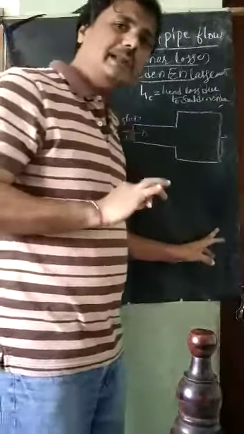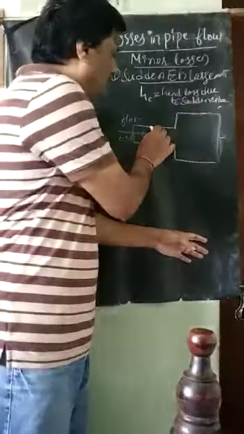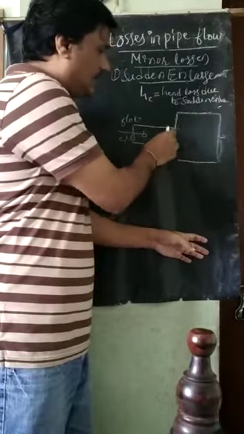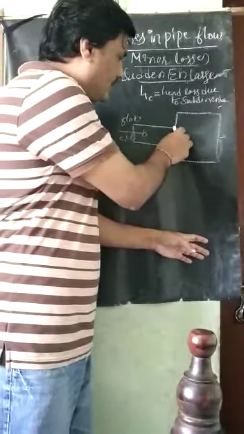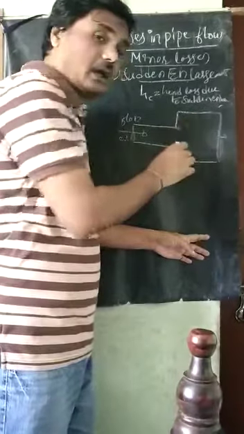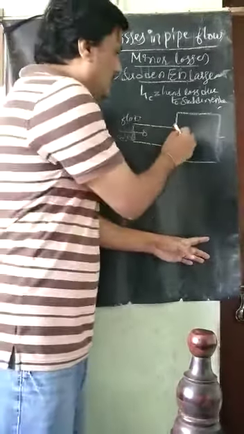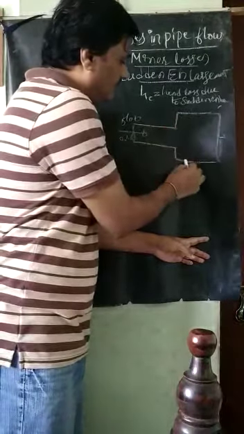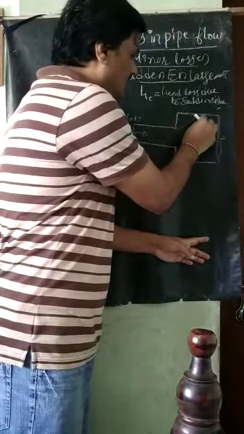Where will the loss take place? The loss will take place when the fluid is coming from the smaller pipe. The fluid layers are attached to the surface of the smaller pipe. When they suddenly move into the larger diameter pipe, what happens? They will not follow this surface. Where will they go? They will go like this.